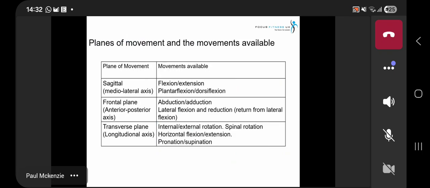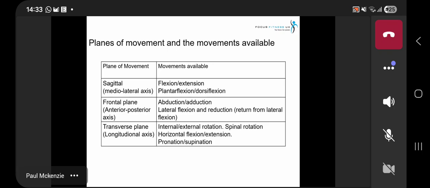So the next few slides, we're looking at examples of movements using those planes. So sagittal, frontal, and transverse. With the sagittal, we have flexion and extension. Okay, flexion, extension, plantar flexion, and dorsiflexion of the ankle.